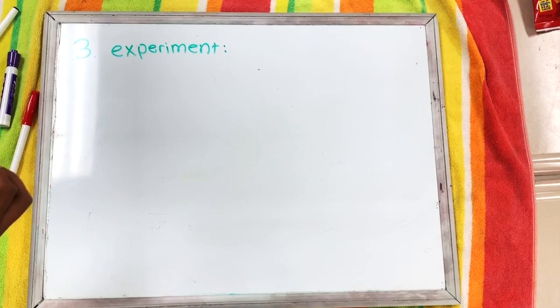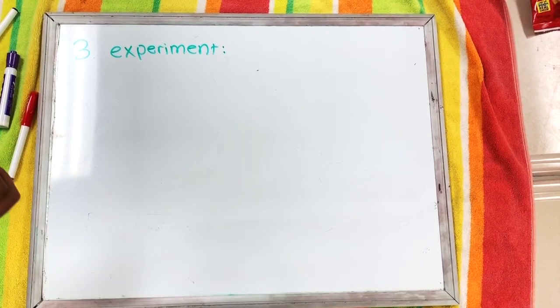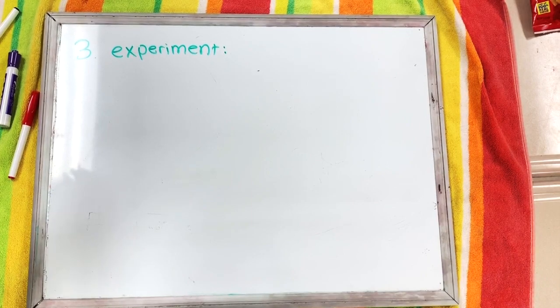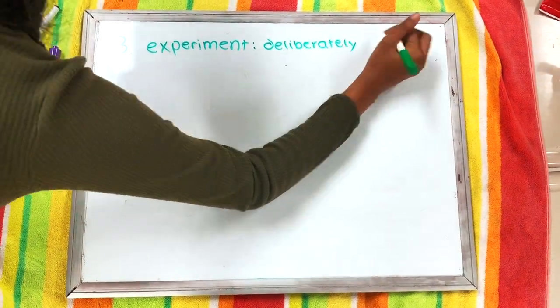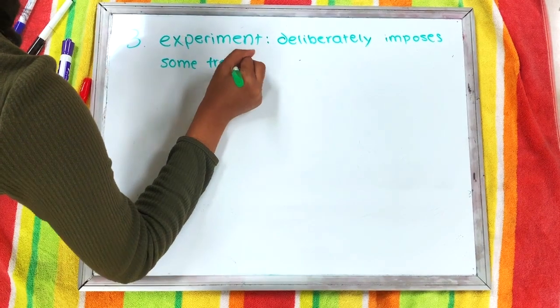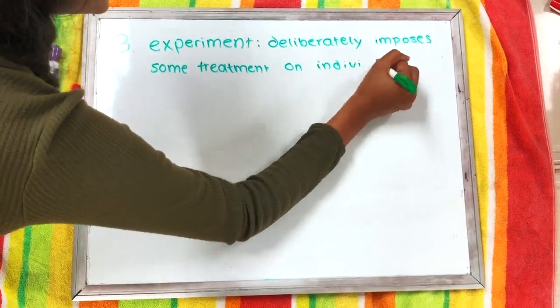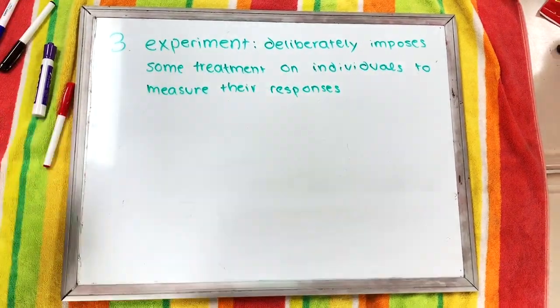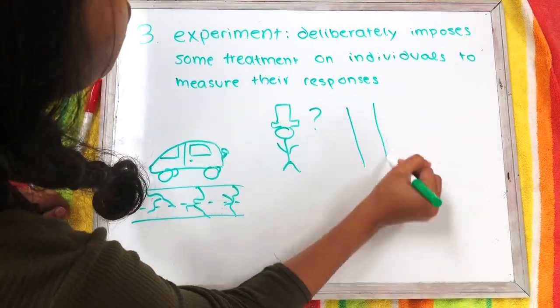What if the governor wanted to prove that the increased deterioration in his roads has been caused by the growing Prius population? He would need to collect data through an experiment. An experiment deliberately imposes some treatment on individuals to measure their responses. In this case, our governor would randomly sample a group of Priuses to represent their total population.